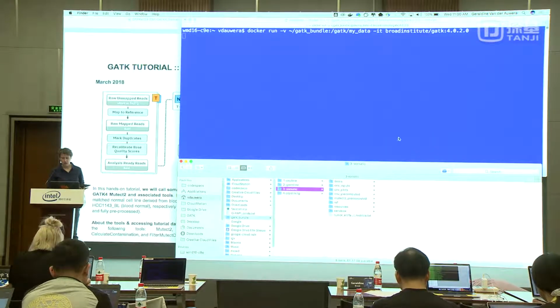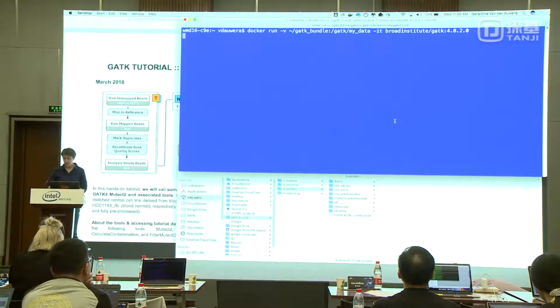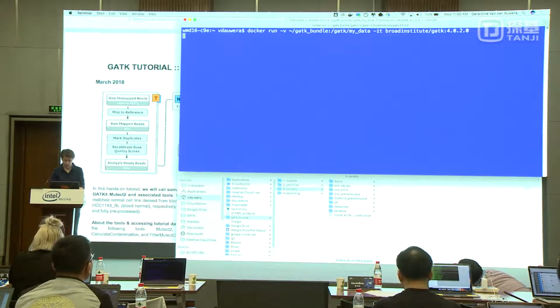So I'm not sure why this is not working for me, so I'm going to take a minute to sort that out. In the meantime, please make sure that you have Docker running, that you have all the resources that you need for this session.